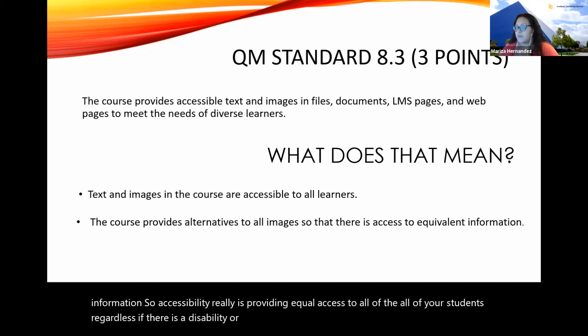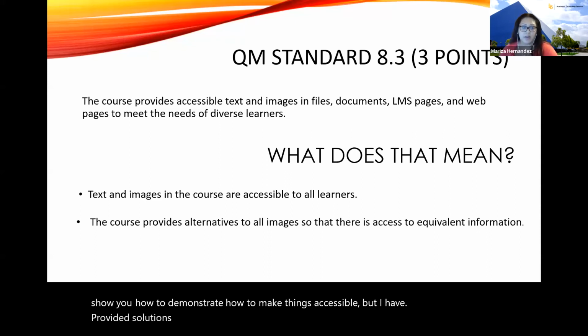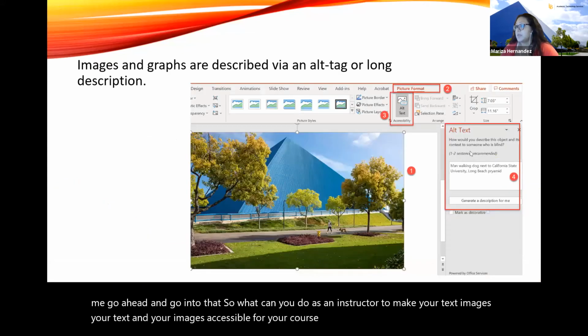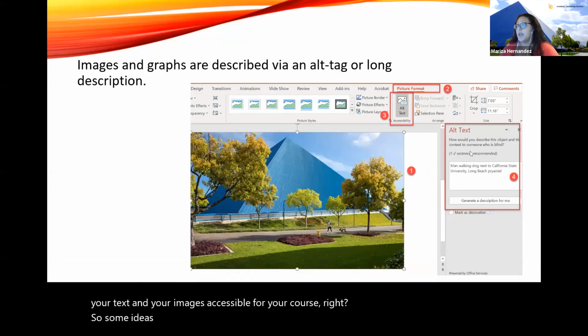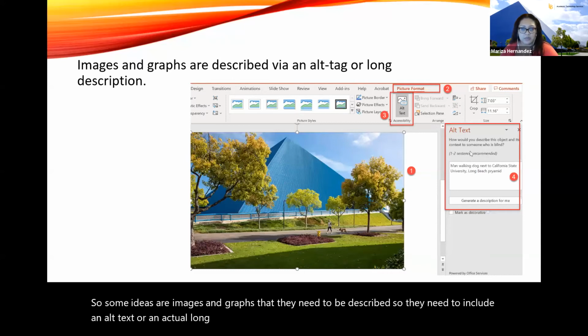Unfortunately, I won't have the time to demonstrate how to make things accessible, but I have provided solutions on what you could do to make your course accessible. So what can you do as an instructor to make your text and your images accessible? Some ideas: images and graphs need to be described, so they need to include alt text or an actual long description, which is used in HTML coding. Here you see a picture of what that looks like.